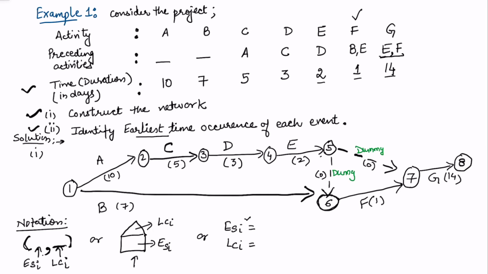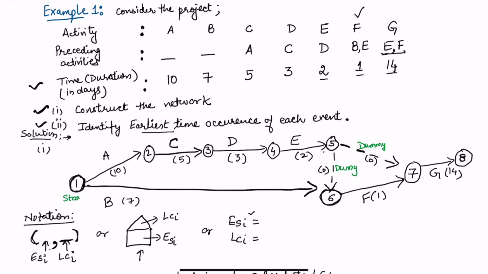Now the first earliest time, because the process has just started at this node. This is my start node, and here this is the end of the project. In the starting node, before that there was no time. So the earliest of the first node is 0.